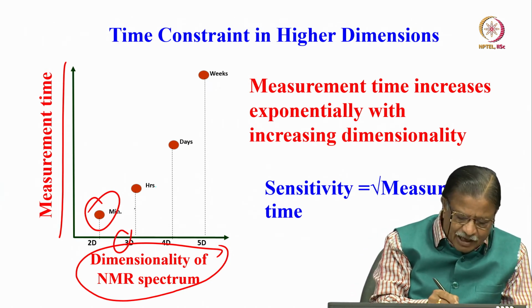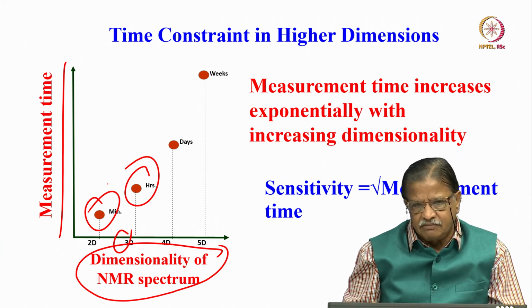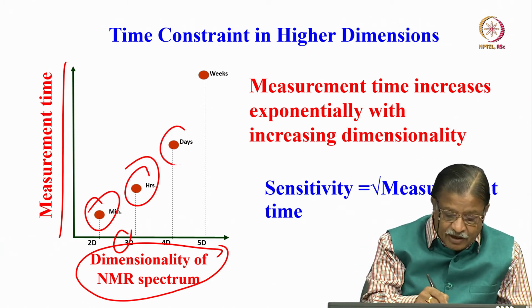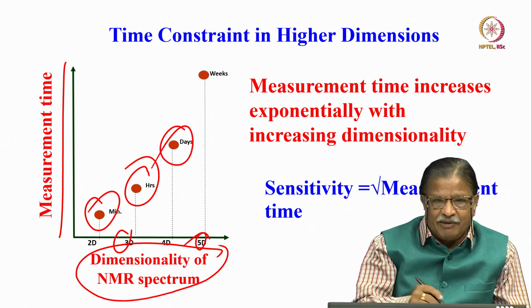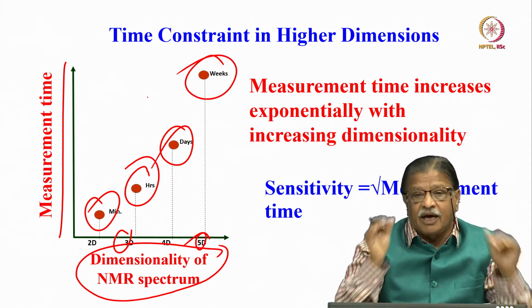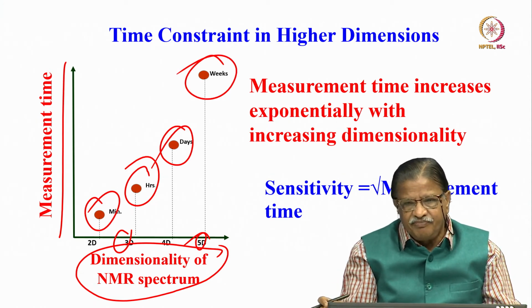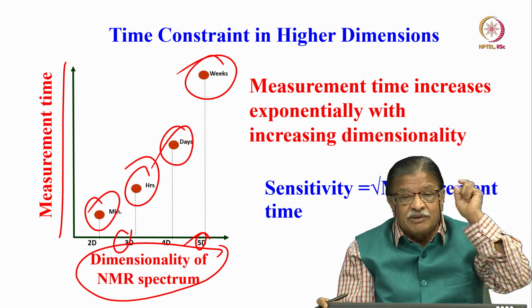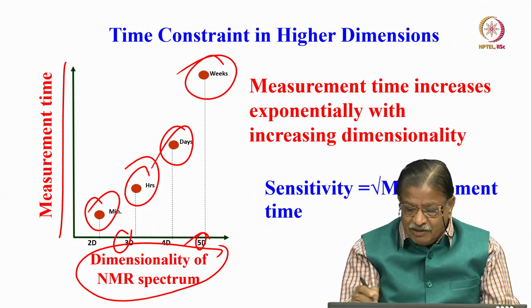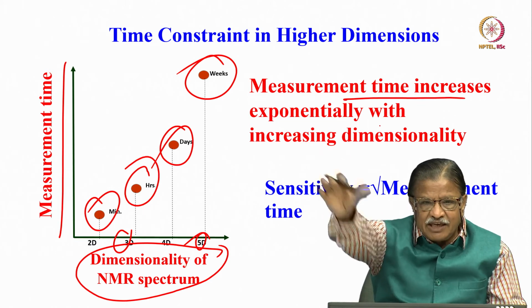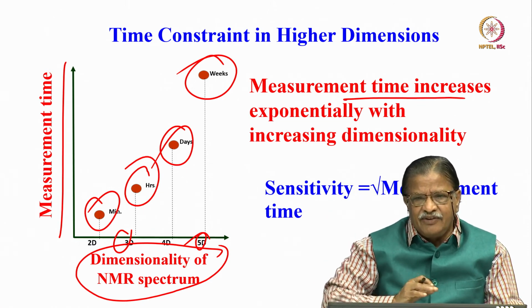You go to 3D NMR, it can go up to hours. Go to 4D NMR, it can go to days. If you want to take 5D NMR, you may have to spend weeks to acquire the data. It is not easy. You have to consume an enormous amount of instrument time. The measurement time increases exponentially with increasing dimensionality.